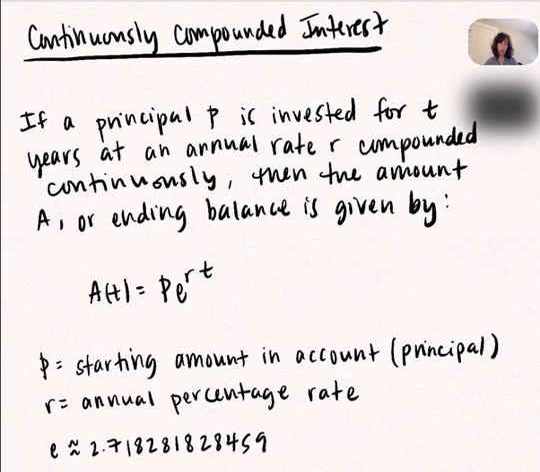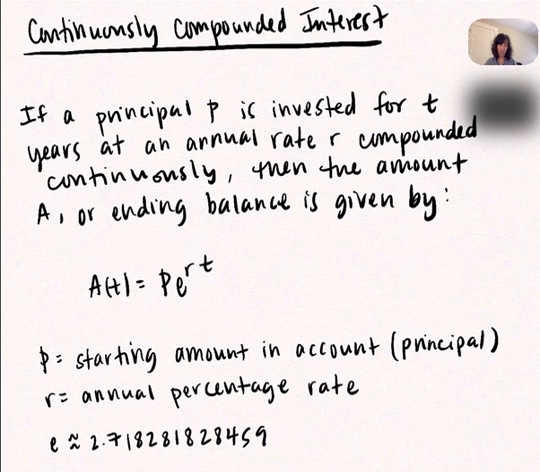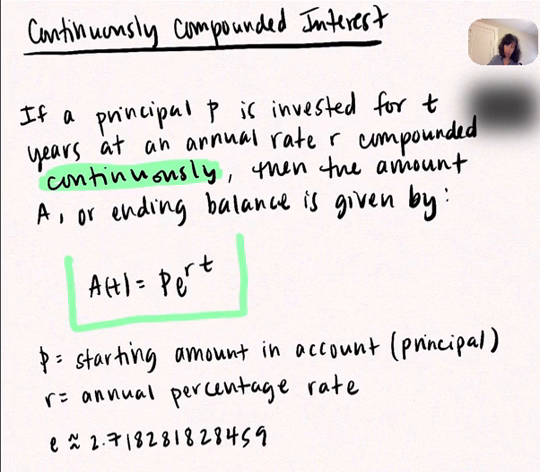Okay, what if we're told that we're compounding continuously? So, continuously. If the principal P is invested for T years at an annual rate R compounded continuously, then the amount that you're going to end up with in your balance is given by this equation here. So it's modeled with an exponential function base E, where E is the number 2.718281828459, and then it goes on forever. So E is this special number. It has an infinite number of digits after its decimal.